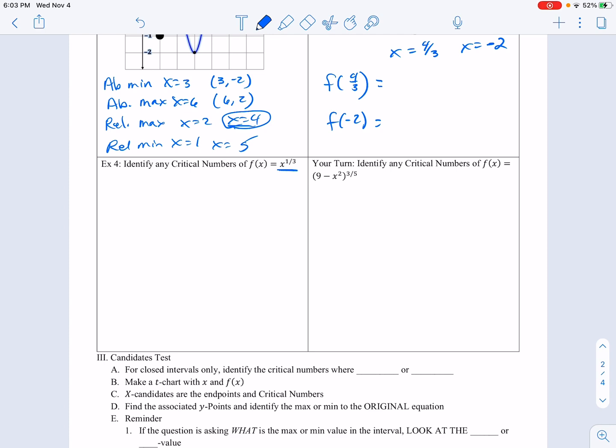Is this a continuous function, the cube root function? Yes. What's the graph? Okay. All right, so the derivative is equal to 1/3 x to the negative 2/3. So you end up with negative 2 over 3 times the cube.